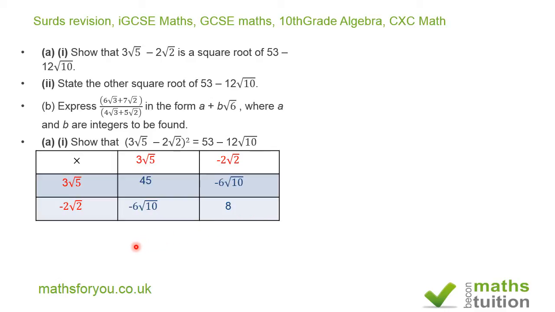Now, when you collect like terms, we end up with that there. So we've shown that 3 root 5 minus 2 root 2 is a square root of 53 minus 12 root 10. To find the other square root, all we need to do is multiply this by minus 1, and that will give me the value of 2 root 2 minus 3 root 5. Hope that makes sense? Okay, now for part B.